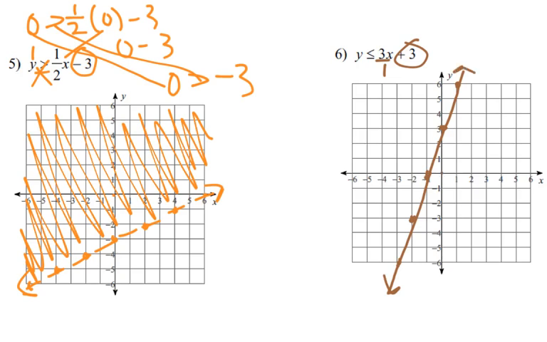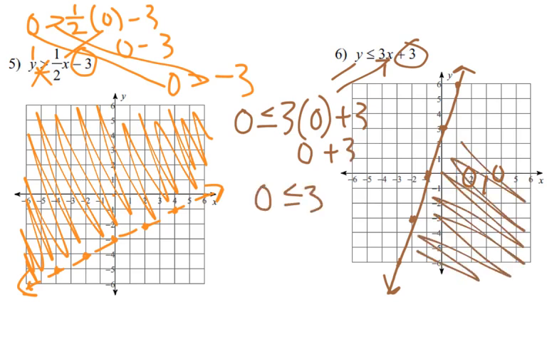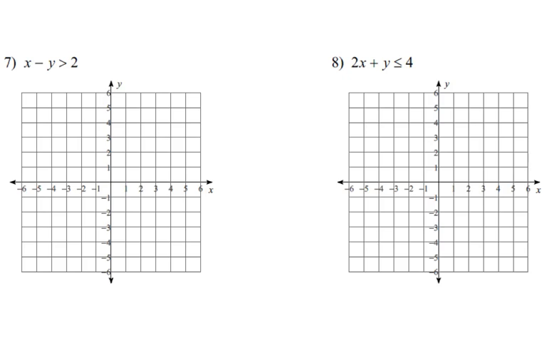Okay, pick our test point 0, 0. 0 for y is less than or equal to 3 times 0 for x, plus 3. Well, that's 0 plus 3, so that's 3. Is 0 less than or equal to 3? Yes. So we shade the side where 0, 0 is. Those are our answers.